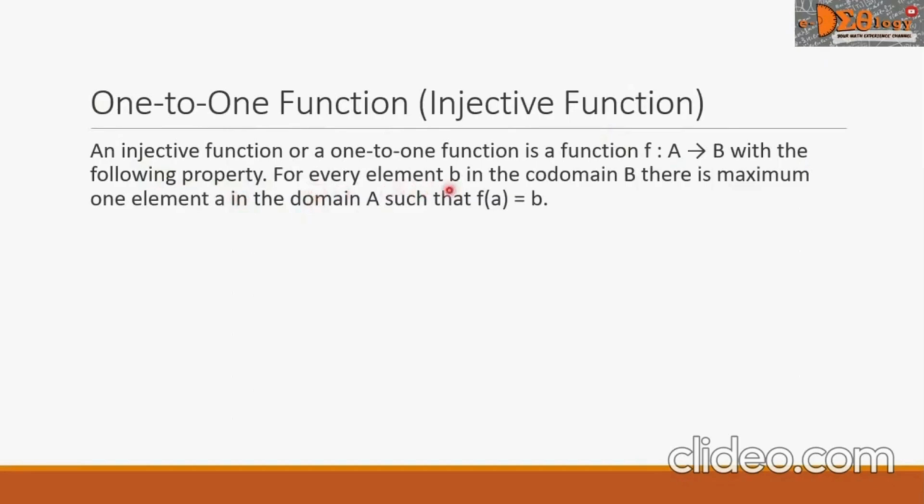For every element B in the codomain group B, there is maximum one element A in the domain group A such that f of A equals B. For an injective function, f of A equals f of B, and that means A equals B. Let us have some illustrations.